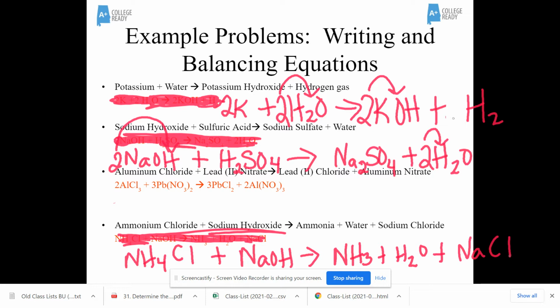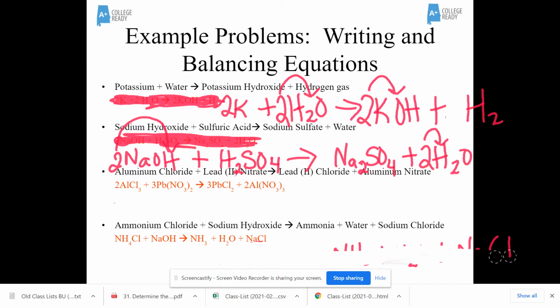Occasionally, you'll come out with one that's already balanced. Not usually, but occasionally. Okay? All right. We'll do one more in the PowerPoint, and then we'll do some practice problems and a little PhET simulation.